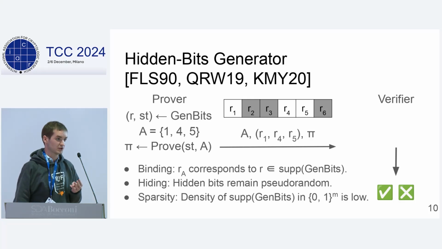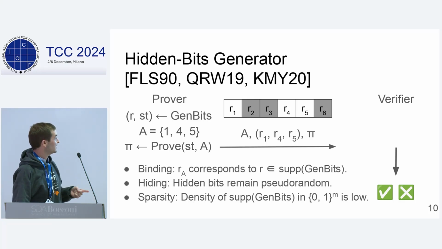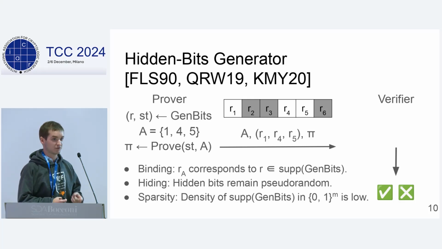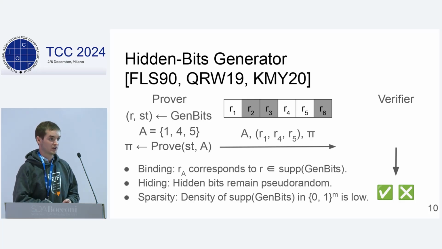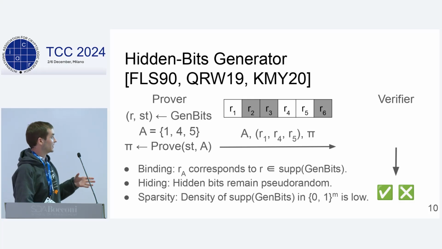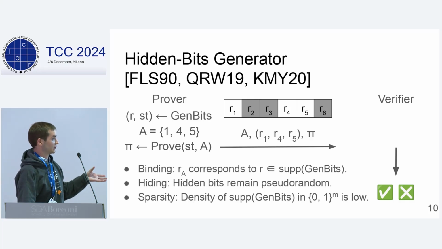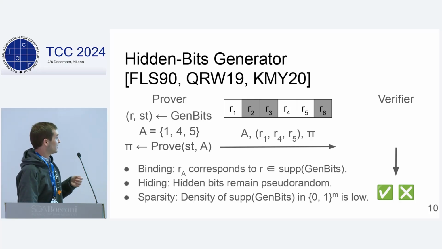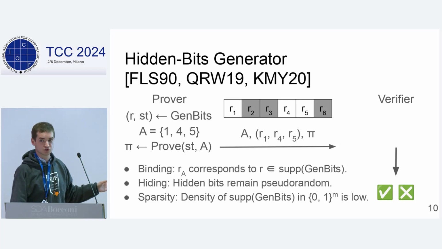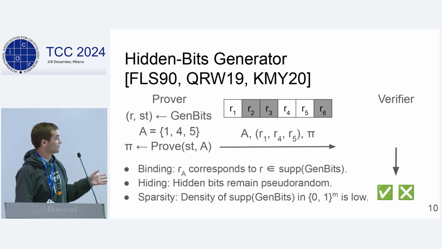And so we want three security properties for this thing. We want binding, which says that the revealed output bits, if the proof verifies, should correspond to some real bit string in the support of the hidden bits generator, something the hidden bits generator could actually possibly output. We want hiding, which says that all of the bits which the prover does not choose to reveal to the verifier should remain pseudo-random in the view of the verifier.